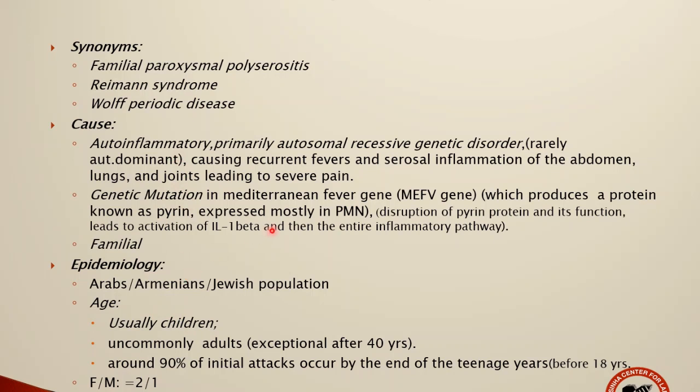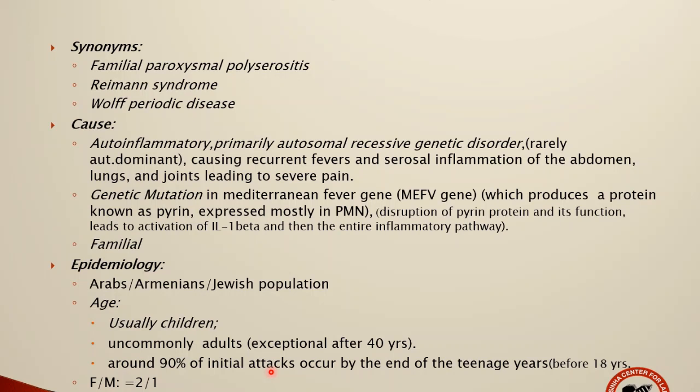Epidemiology: why is it known as Mediterranean? Because it's found around the Mediterranean Sea, in the geographical areas around the Mediterranean. It has to do with the Arabs, the Armenians, and the Jewish population. The age is usually children, and that's why at least 90% of initial attacks occur by the end of the teenage years, that is before 18 to 19 years. 90%. Uncommon in adults for the first time, exceptional after 40 years.